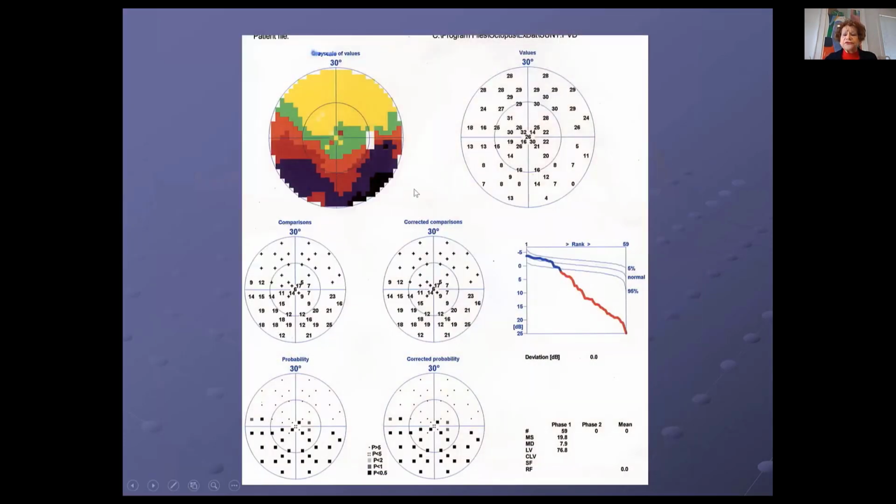And here is his visual field. I think you will notice on the grayscale in these dark colors, an altitudinal type defect, which you can easily see with these deviated points, significantly deviated in the inferior field.